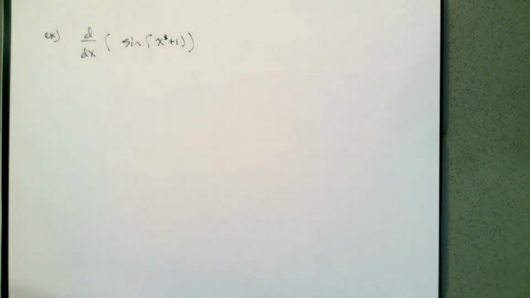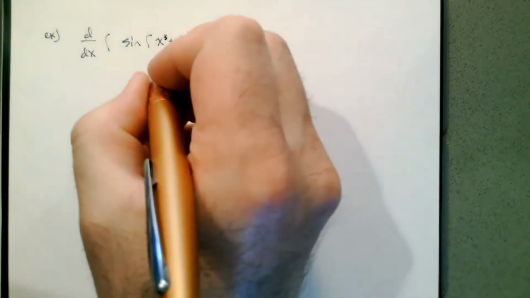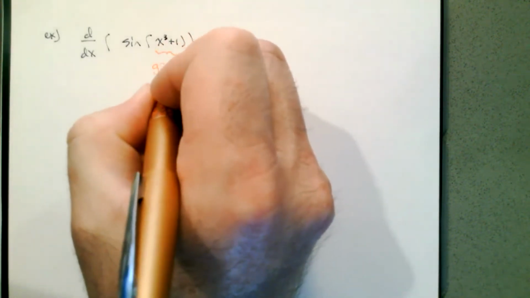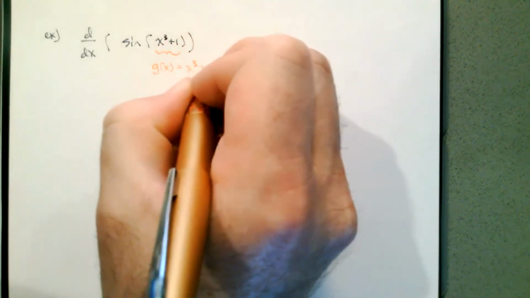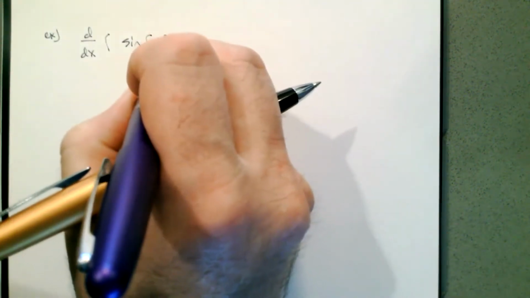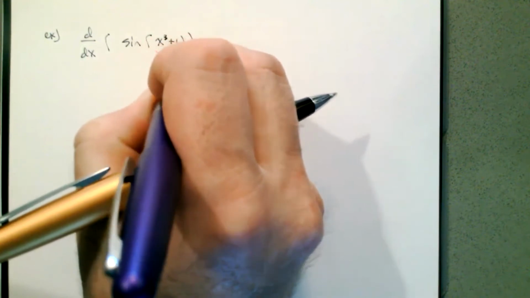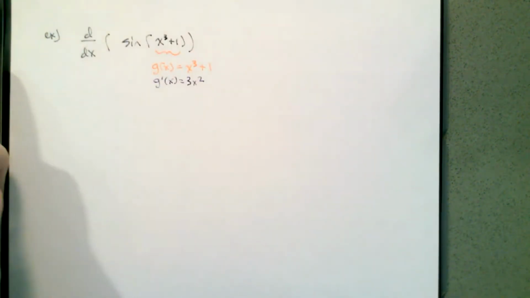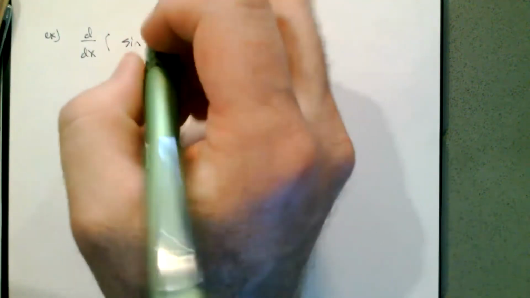So let's suppose that we want to find the derivative of the sine of x cubed plus 1. In this case, our inside function is the x cubed plus 1 again. g of x is x cubed plus 1. The derivative of the inside, g prime of x, will be 3x squared. And then our outside function will be sine of g.